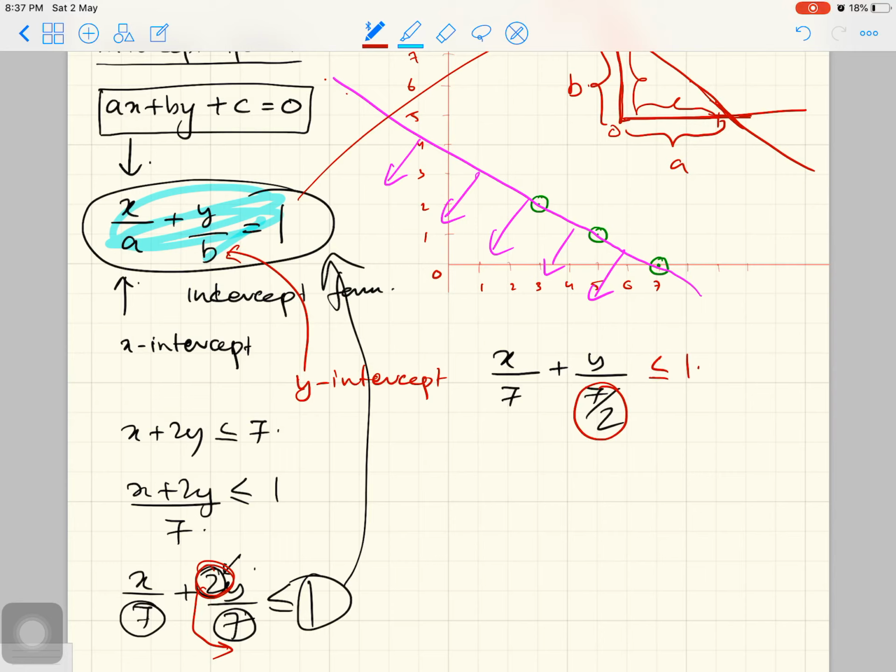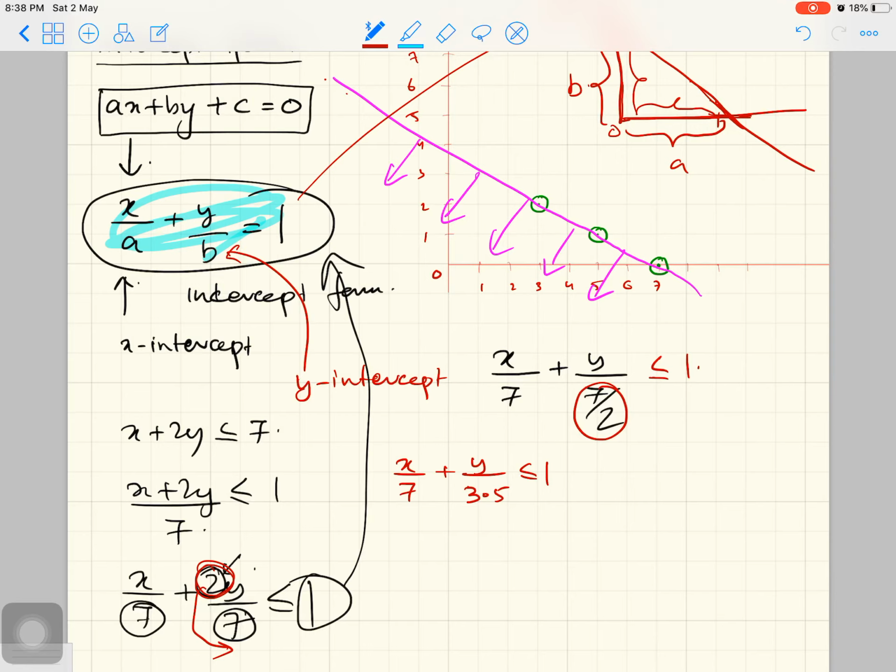So finally the equation that I have is x by 7 plus y by 3.5 is less than or equal to 1.